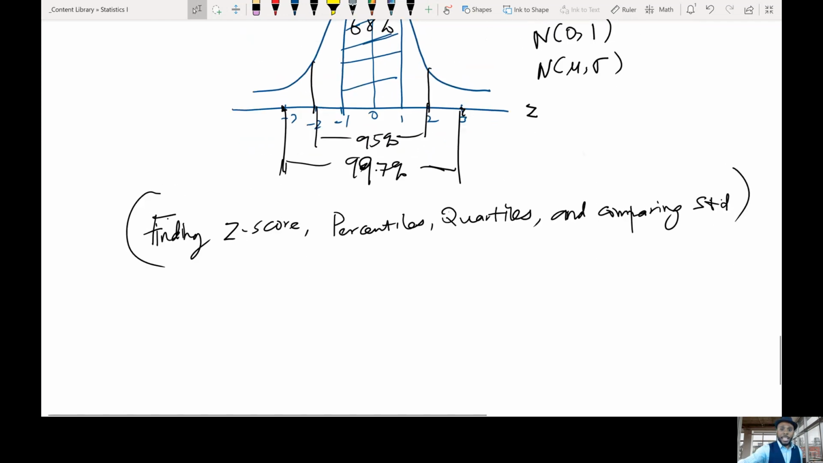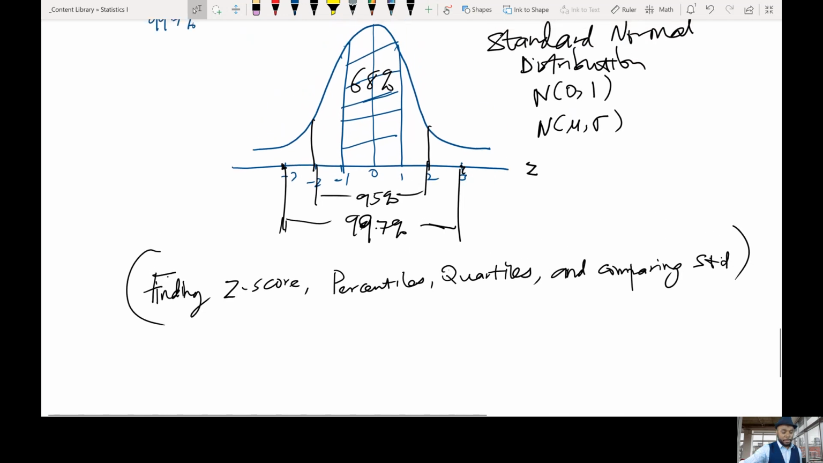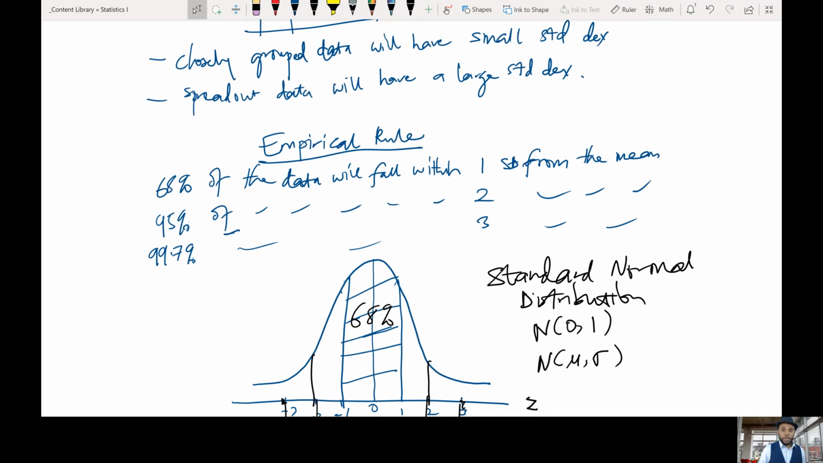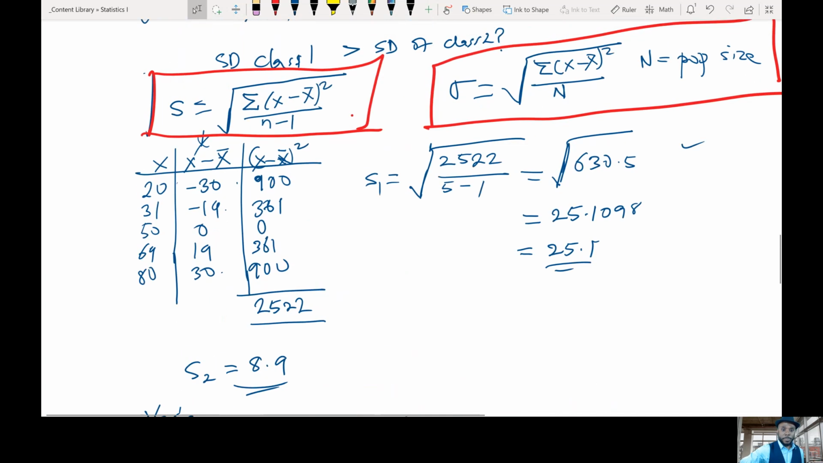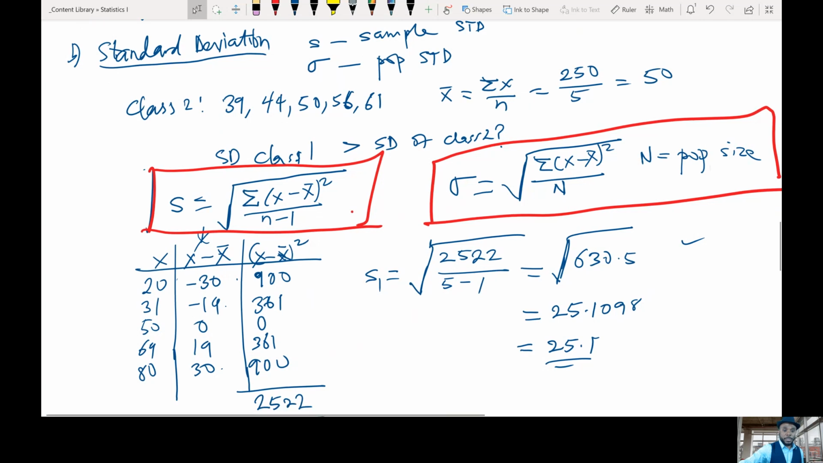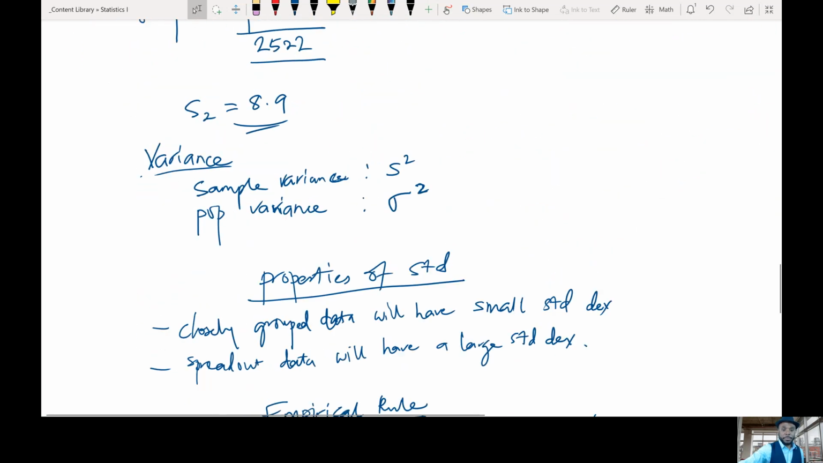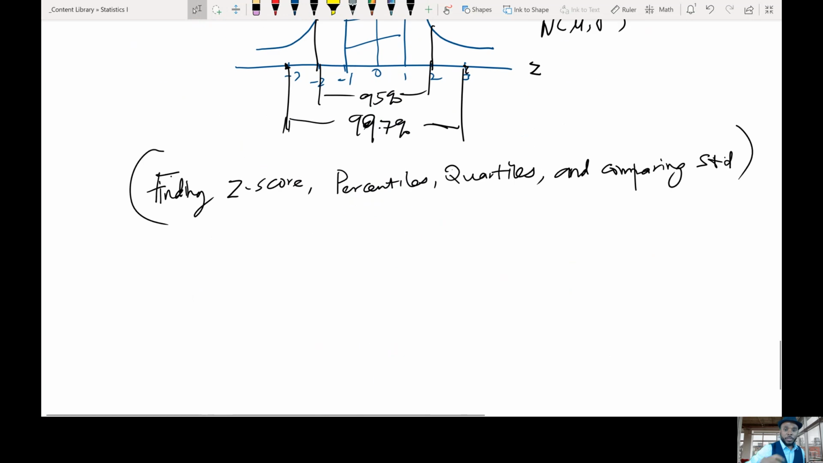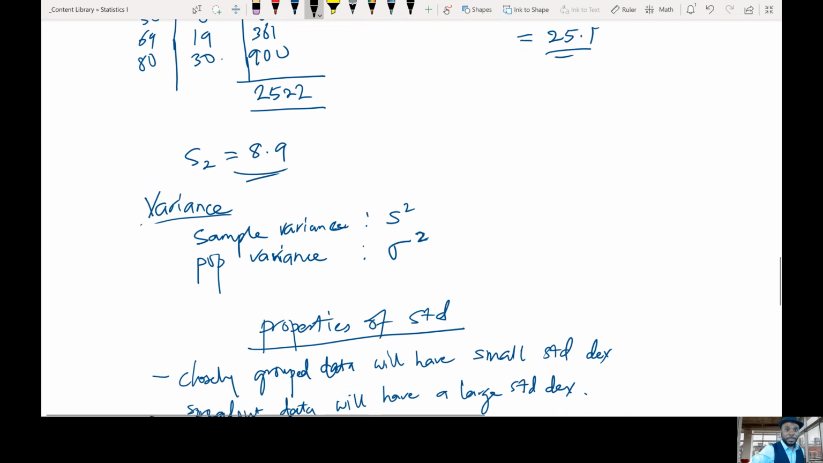To do that, let's look at a different example, the example that we had here. We had these numbers: 20, 31, 50, 69, and 80.